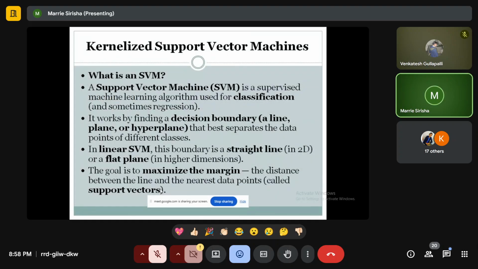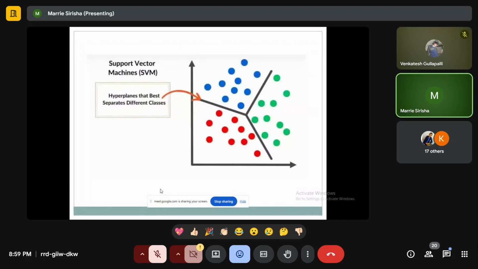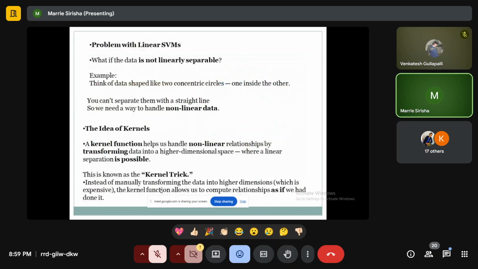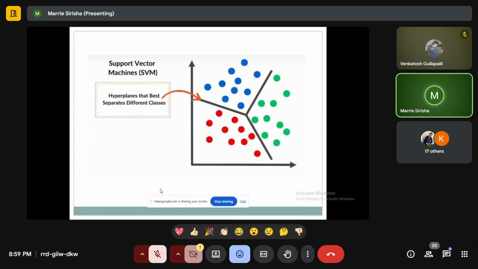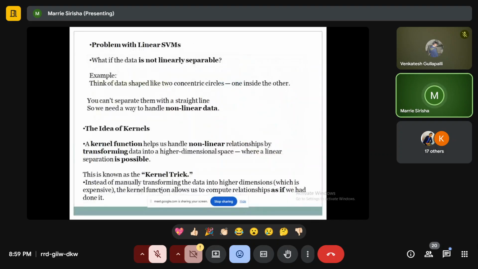Kernelized support vector machine is also important. First, you need to understand what is SVM, and then with the help of a diagram, you explain what is SVM, what problems we face, and why we are using kernels. Without the SVM concept, you cannot explain kernelized support vector machine. So for that you need to know what is SVM.